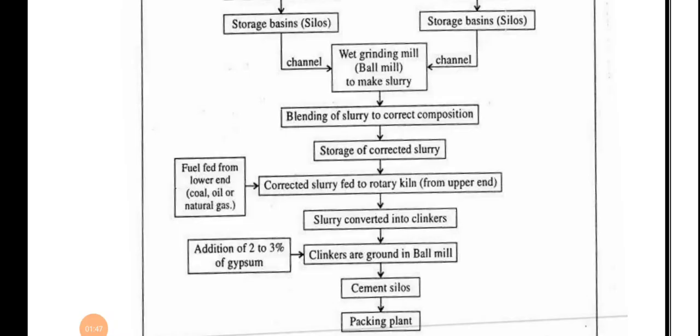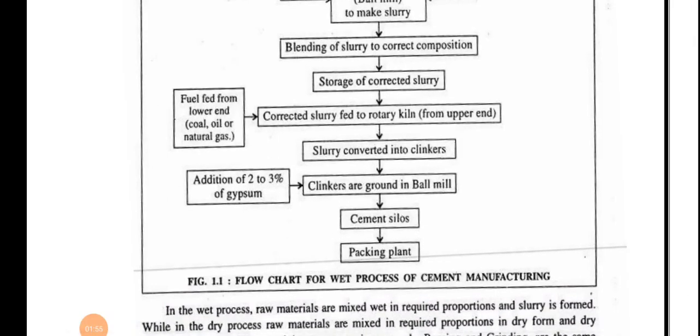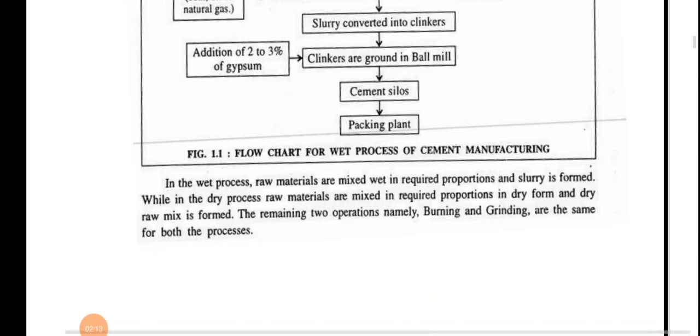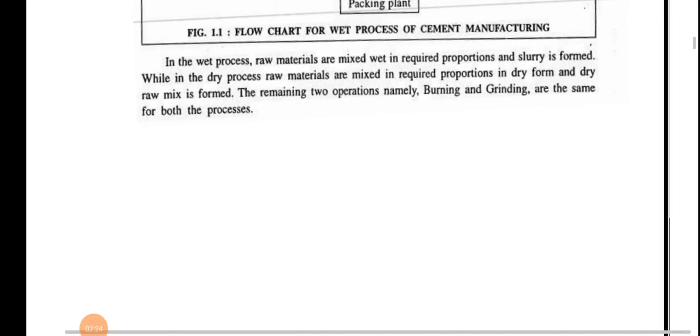Now we have to grind these clinkers in a ball mill. While grinding, we have to add 2 to 3% of gypsum for preventing the flash set of cement. After grinding these clinkers, we have to store this cement in cement silos, and at the end it will go into the packing plant. Okay, and we get the cement in bags. So this is the diagram.